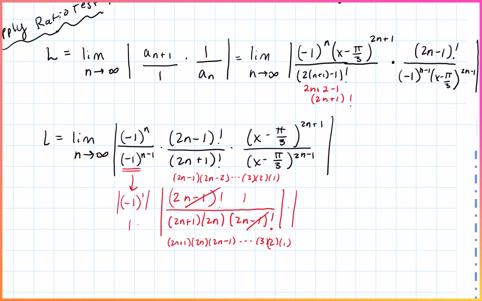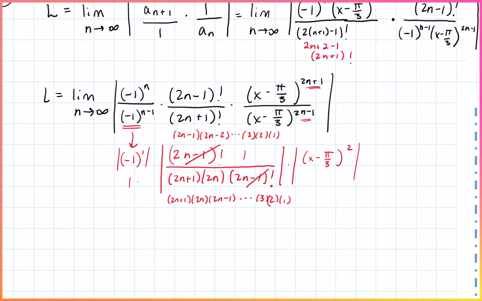All right, now on this guy, when I do this canceling, we end up with an x minus pi over 3 to the second. When I subtract the powers, there's a difference of 2, and that difference, of course, is in the numerator. So we have x minus pi over 3 to the second power. Okay, so all of that's in red, my work for the simplifying.